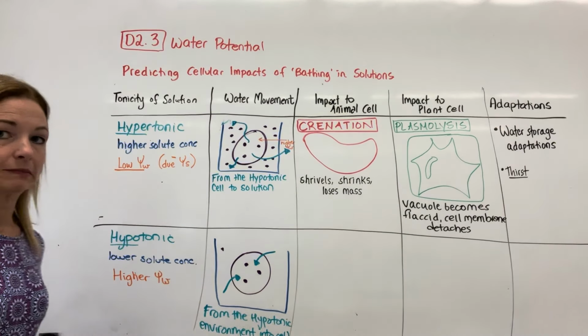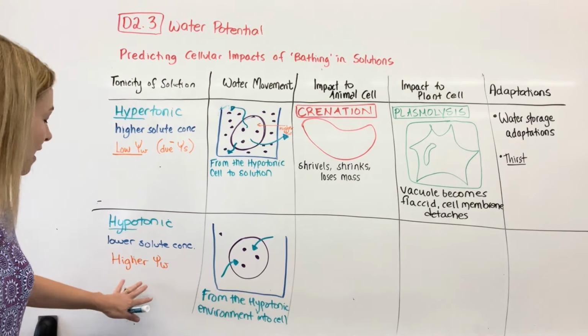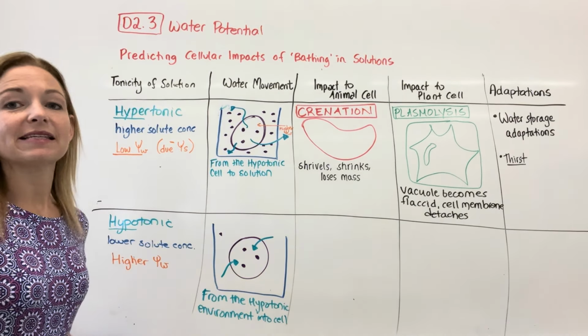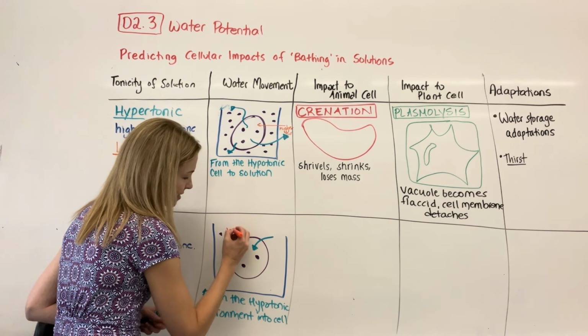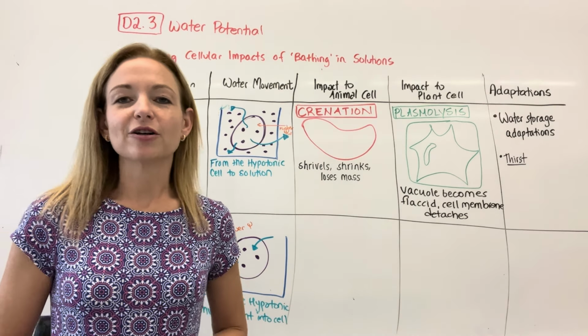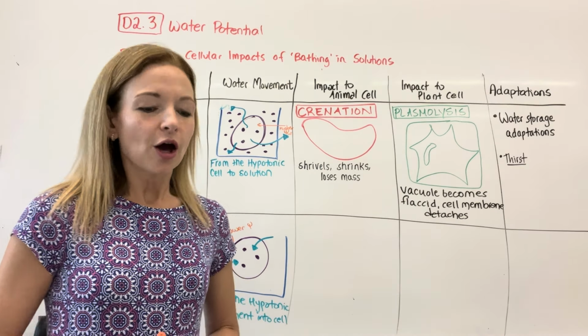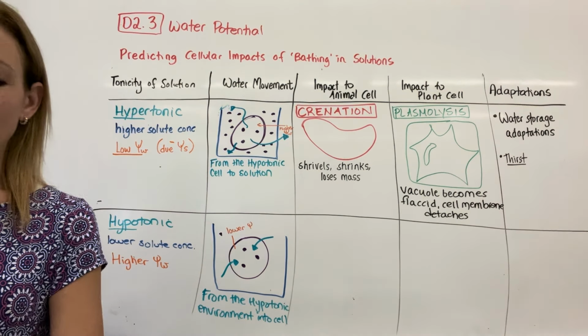So again, push this down a tiny bit. Again, this had a higher water potential. The cell has the lower water potential. And that's because it has more solutes. So the higher solutes is going to cause that. Okay, so then what is the consequence going to be to our actual cell?